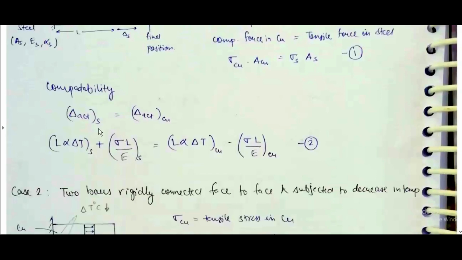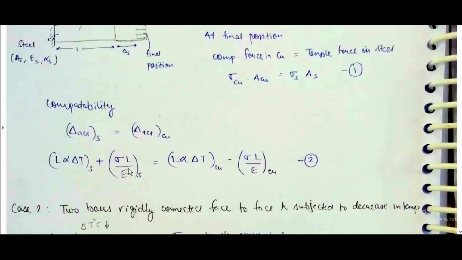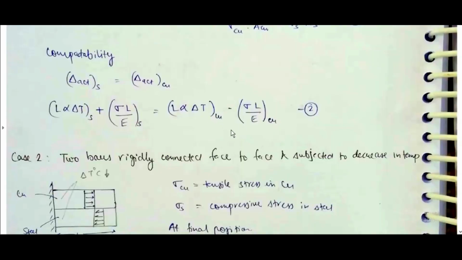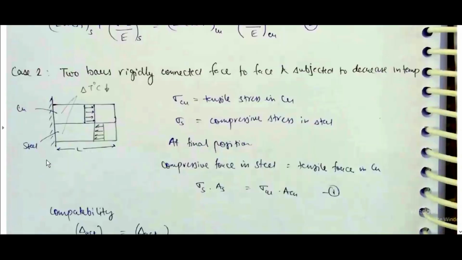Compatibility equation: delta actual steel is equal to delta actual copper, because both should be at a final point. L alpha delta T of steel plus sigma L by AE of steel is equal to L alpha delta T of copper minus sigma L by AE of copper. Case 2: two bars rigidly connected face to face and subjected to decrease in temperature.